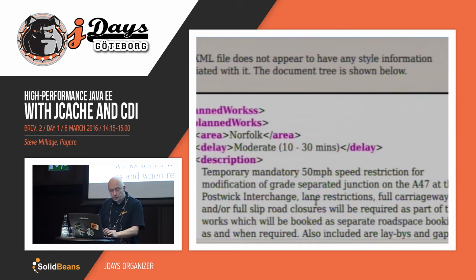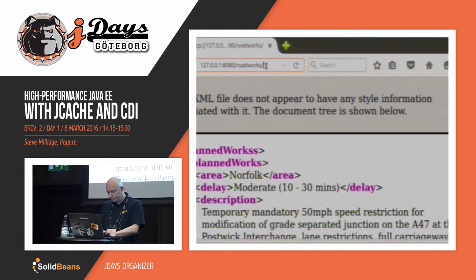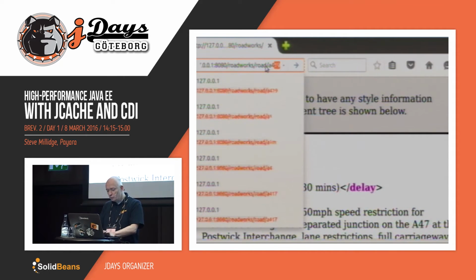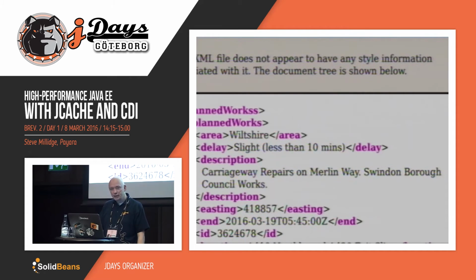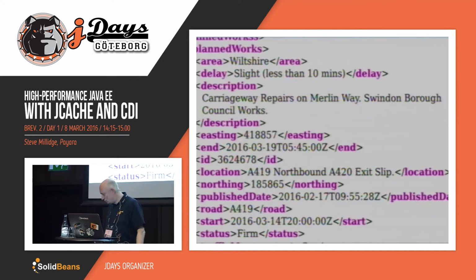So basically, there are all the roadworks in the UK as an XML file. So if I put in a road, I shall put in A419 because that'll be meaningful to everybody here. That has 2 roadworks on it. Okay, it's quite close to my house. It has carriageway repairs on Merlin Way in Swindon, which is an exciting part of Britain if you ever go there. It has what's called a magic roundabout, which is a roundabout with roundabouts round it. So basically, we can see that web service works.